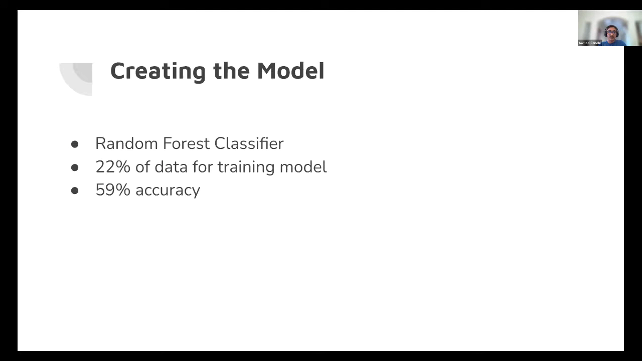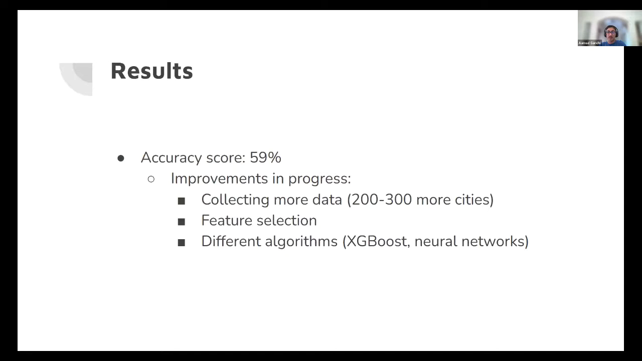We use the random forest classifier in the scikit-learn package to form our model and use 22% of our data for training. Currently, our accuracy is 59%. Now there's model results and interpretation. After using our model to predict the crime rates for the rest of our data, our model achieved an accuracy of 59%, and we're currently in the process of increasing that value.